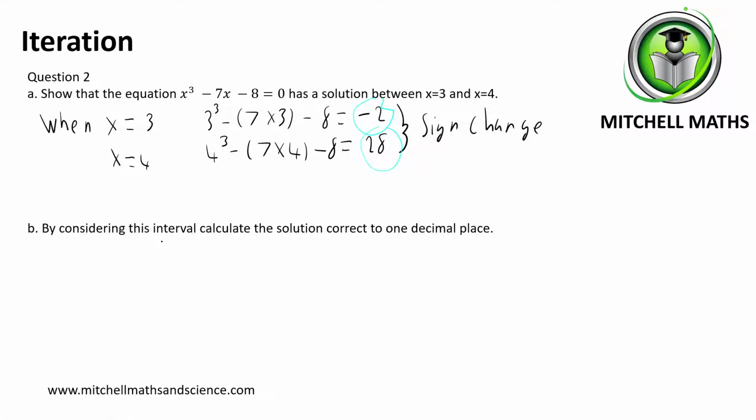What I'm going to start with is 3.1 because minus 2 is so close to 0. So when x is 3.1, it just saves you time if you start closer. I wouldn't go from 3.1 if it was like, let's say, minus 28 and 2. Then I'd start probably at 3.9 or something. Now, when x is 3.1, if you type that in, so 3.1 cubed minus 7 times 3.1 minus 8, that equals 0.091, which is positive.